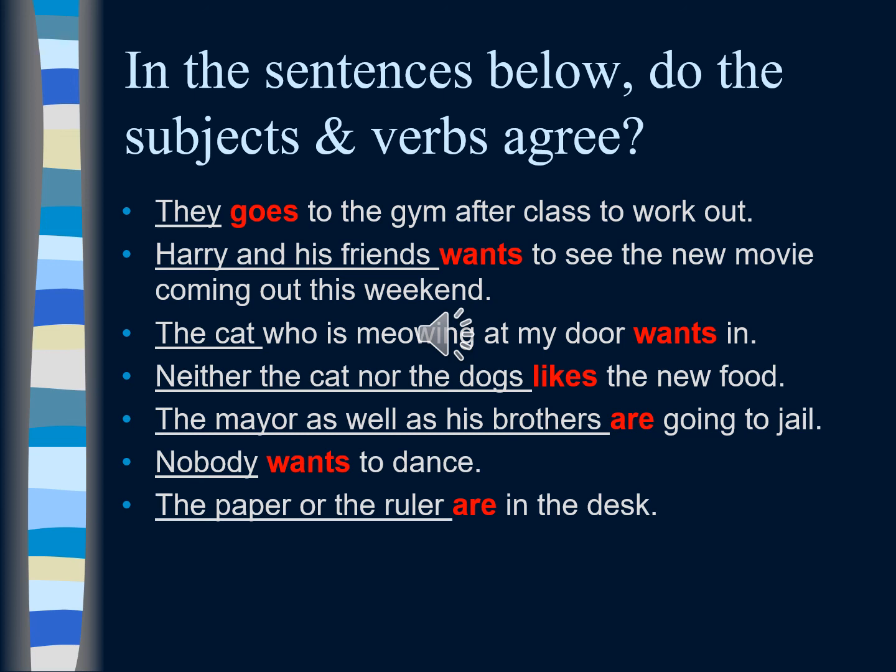And then finally, the paper or the ruler are. This one is joined by or. So that means that we have to look at the one that is closest to the verb. And in this case, that would be ruler. Ruler is singular, therefore you must have a singular verb, which would be is and not are.